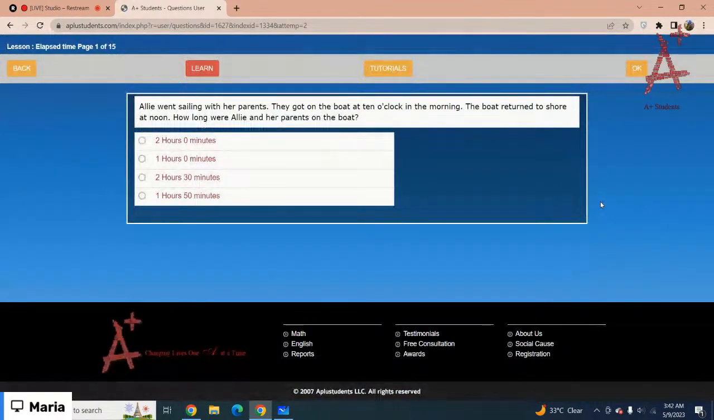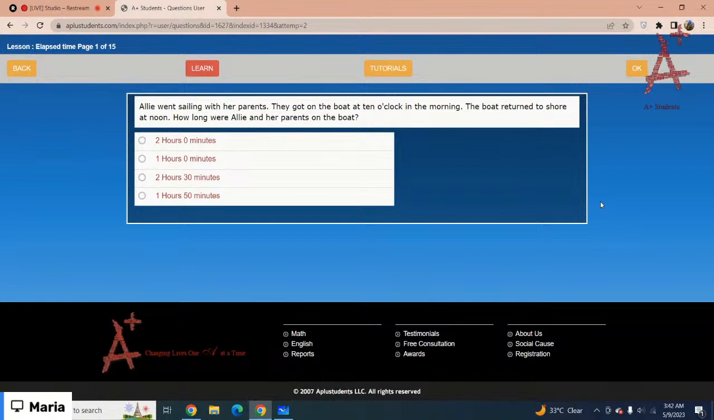Okay, Ali went sailing with her parents. They got on the boat at 10 o'clock in the morning. The boat returned to shore at noon. How long were Ali and her parents on the boat? So she started at 10 in the morning. That means it would be 10 a.m. And they returned to shore at noon. Noon would be 12. Got it?